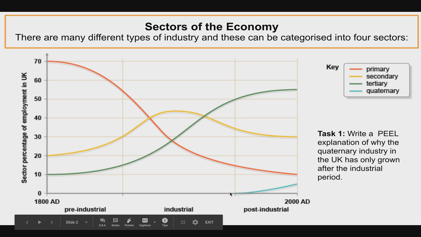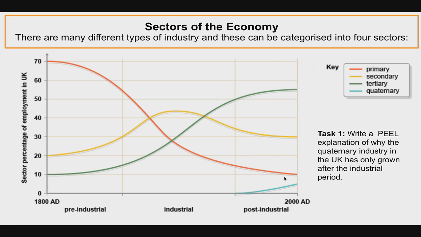Now, it really doesn't emerge until after the industrial period, and I want you to see if you can figure out why. What is it about our Quaternary, our innovation and research sector of the economy, that we're saying really only emerges in the late 1980s? What key things could have been invented around that time that would have enabled the development of our Quaternary services?